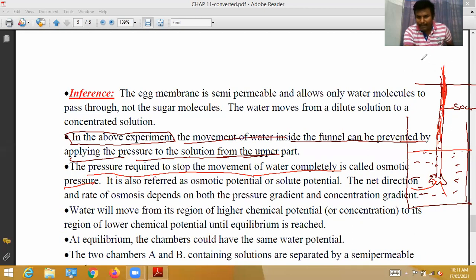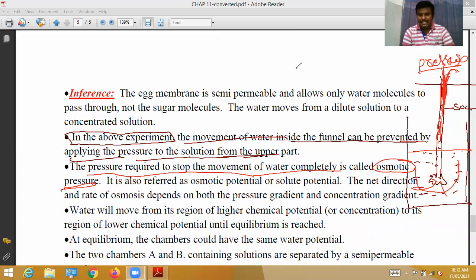So when we apply pressure from the upside, the pressure is required to stop the movement of water. Generally, if we do not apply any pressure, water automatically enters the thistle funnel. When we apply pressure from the upper side, it stops the movement of water from the diluted solution to the thistle funnel. That is called osmotic pressure. It is a one mark definition: define osmotic pressure.